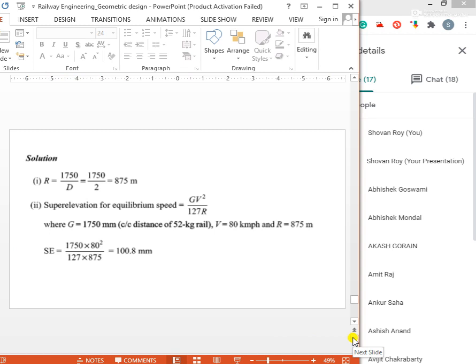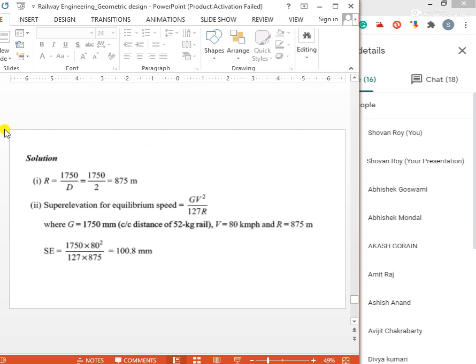Solution first, please start to write down the solution. First calculate the R value, the radius of the curvature. Simple formula, 1750 by D. D is the degree of curve, 1750 is the constant for calculating the R value. So your R is 875 meter. Okay.